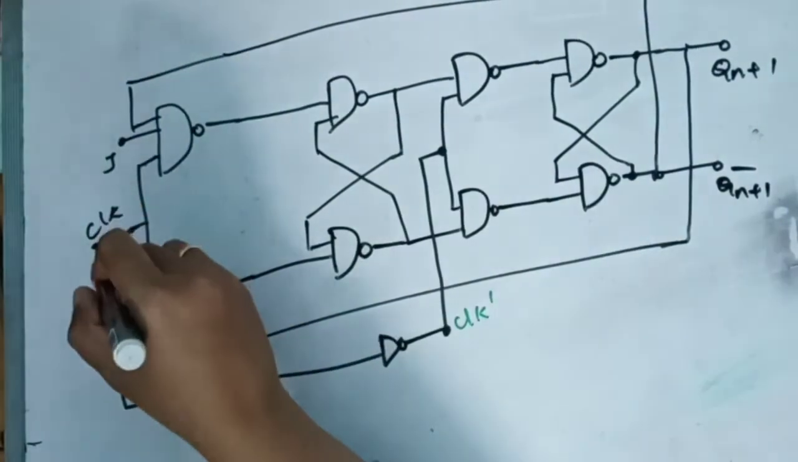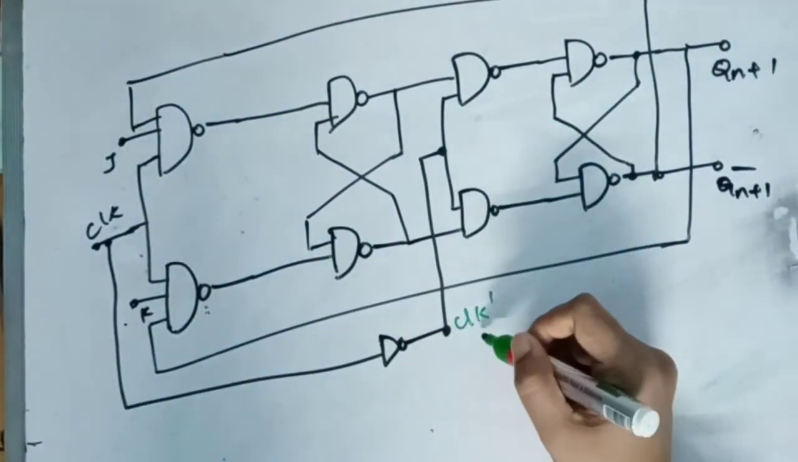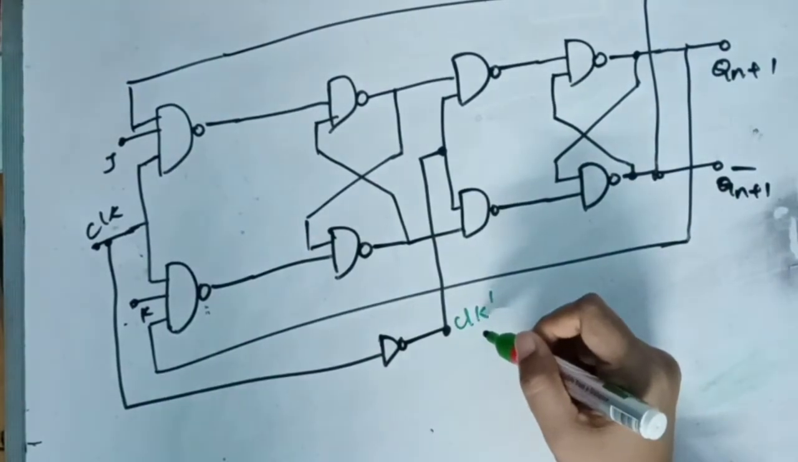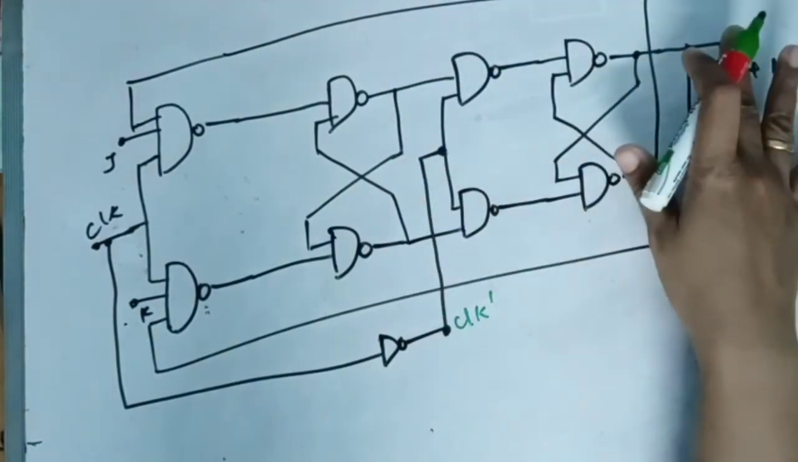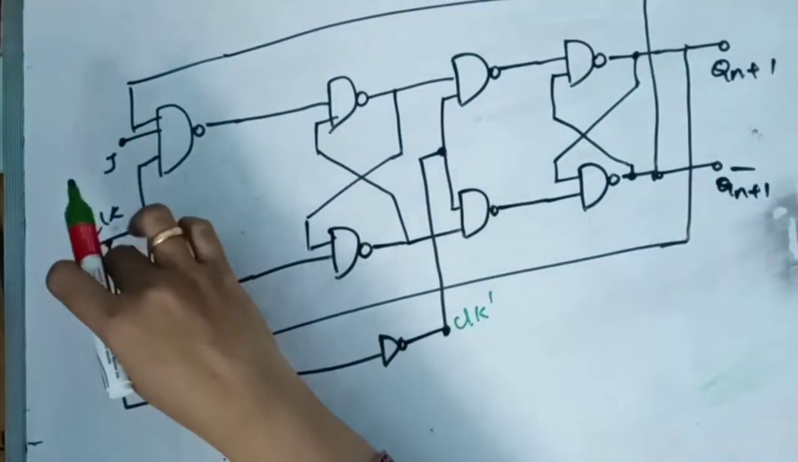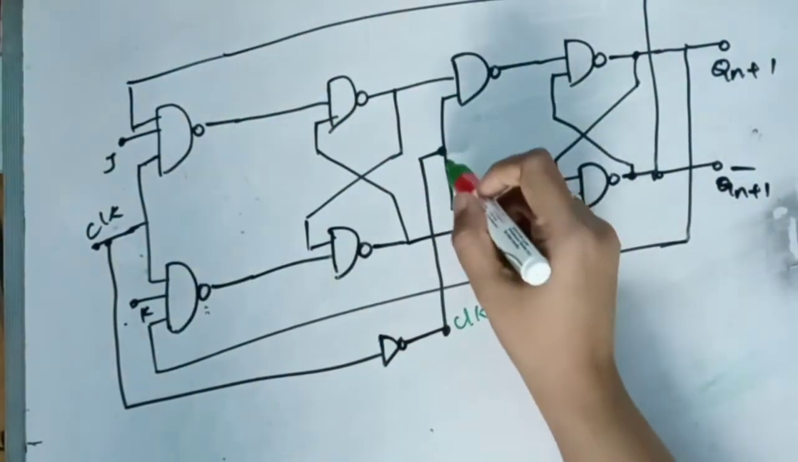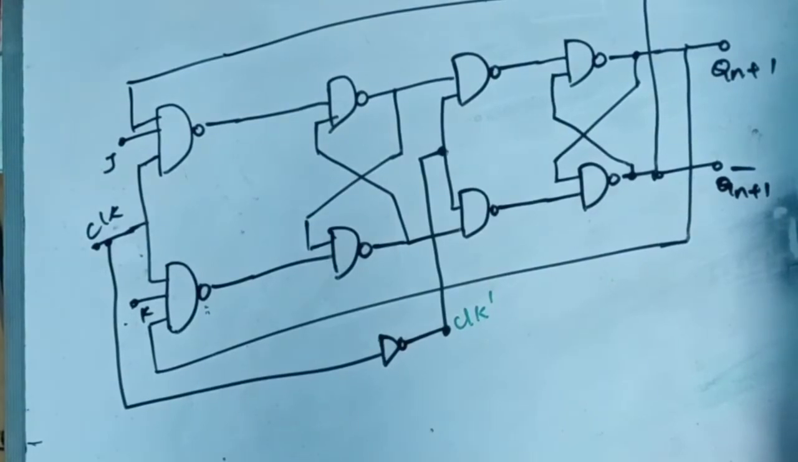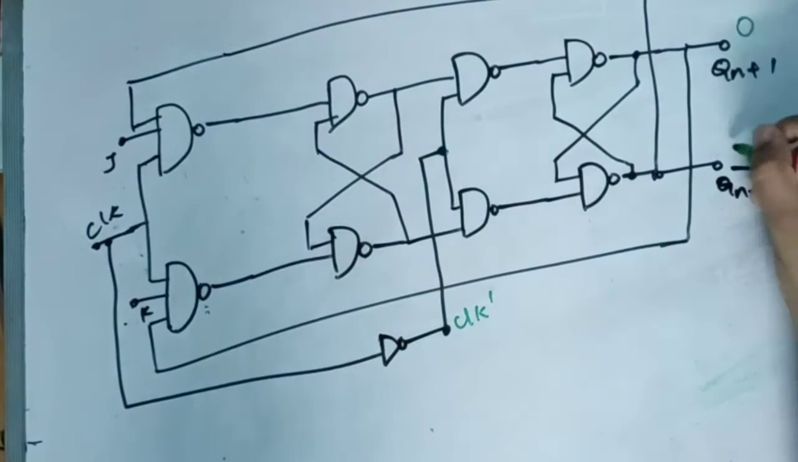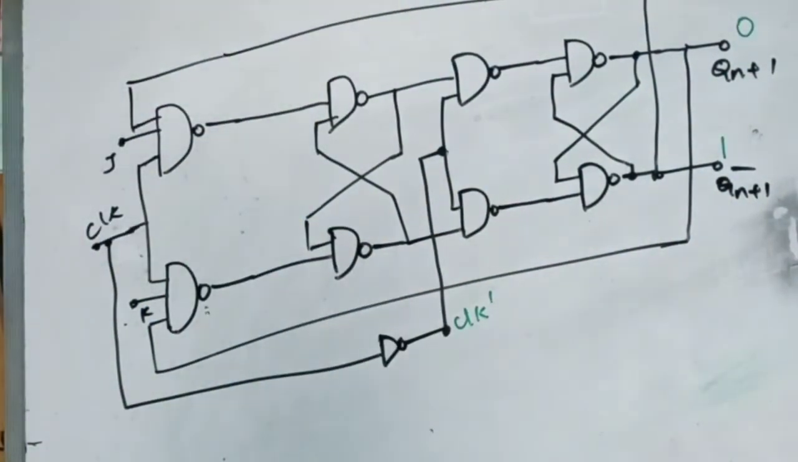So, when clock is equal to 1, the first half will work. When clock is equal to 1 here, it will be 0 here, so this part will not work. When clock is equal to 0 here, this part will not work, but here it will be 1, so the second part will work. Okay, so we'll again see the earlier case, J equal to 1, K equal to 1.